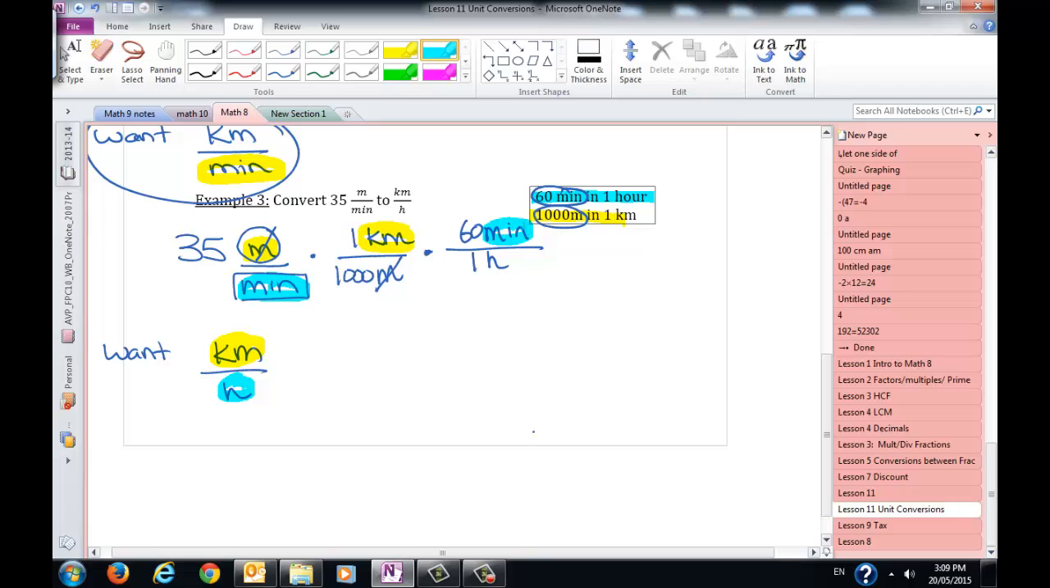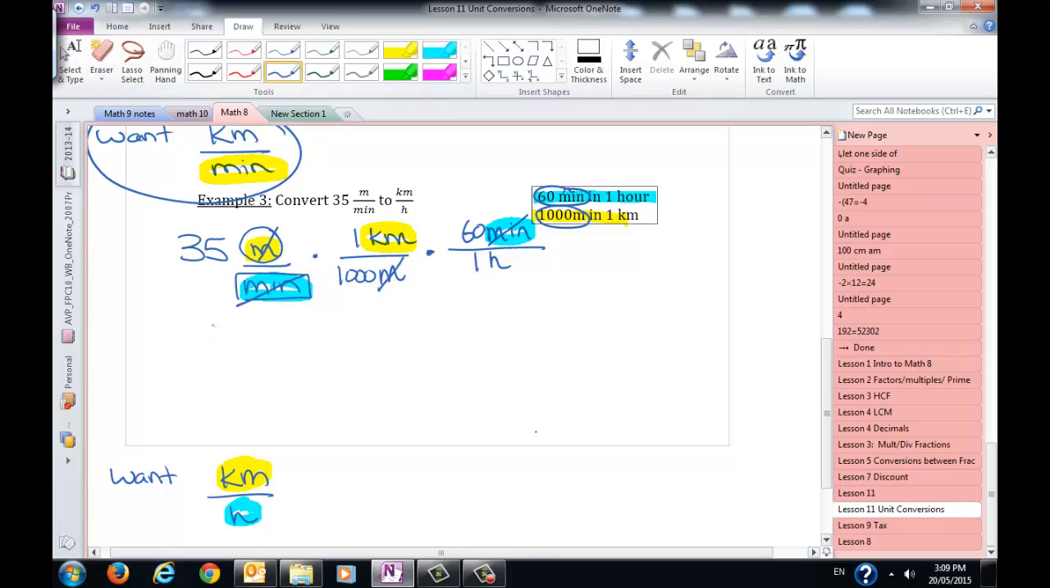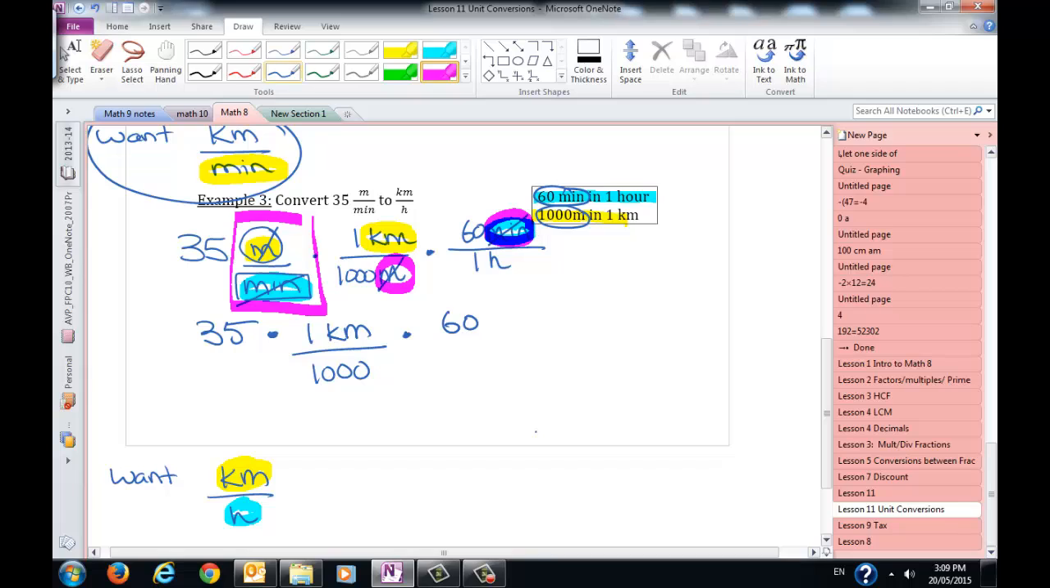Now notice that my minutes are going to divide out. A minute divided by a minute is 1. All right, just so we can see what we have, I'm going to write it down below one more time. So on top I have 35, and these units right here have been divided out, so they're gone, multiplied by 1 kilometer per 1,000 meters. My meters here have divided out, they're gone, multiplied by 60 minutes. My minutes here have divided out, so they're gone, per 1 hour.